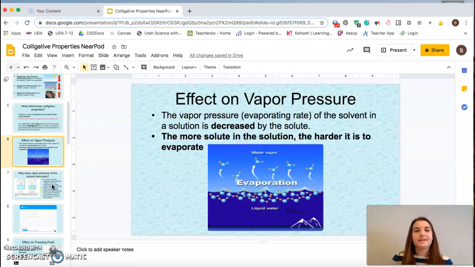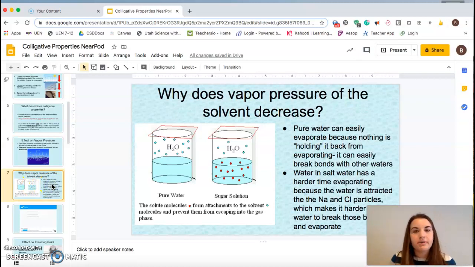Now, why is it harder to evaporate? The main reason is I always think of who the water is hanging on to. If I have my plain old beaker full of just water over here, that water is just hanging on to other waters, right? And they can break up and hang on to other waters. It's fine. So they can easily evaporate, go back and forth.